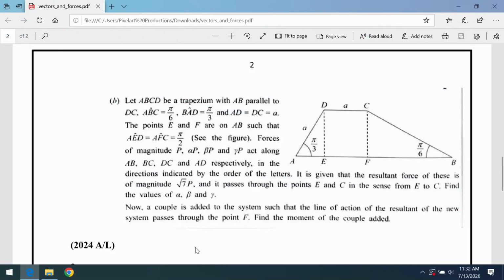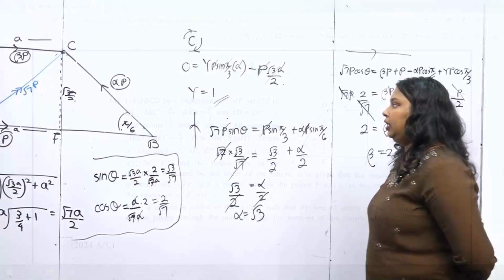Now a couple is added to the system such that the line of action of the resultant of the new system passes through the point F. Now a couple is added to the system such that the line of action of the resultant of the new system passes through F. Find the moment of the couple added. Okay, similar to the 2024 previous question, last part, right?